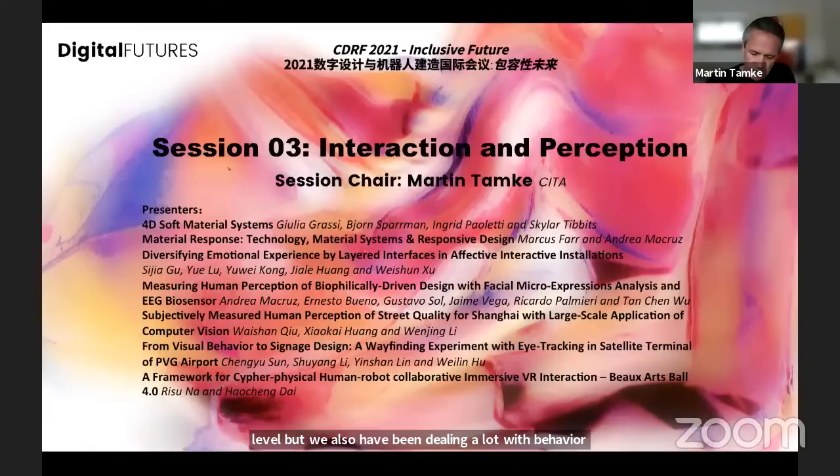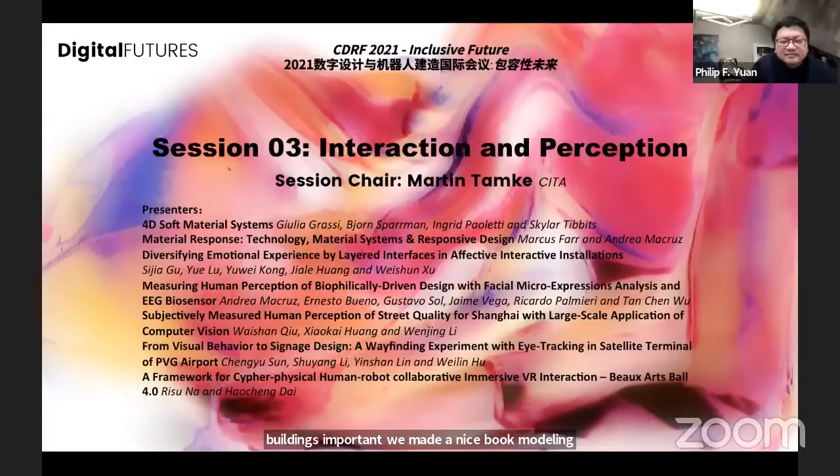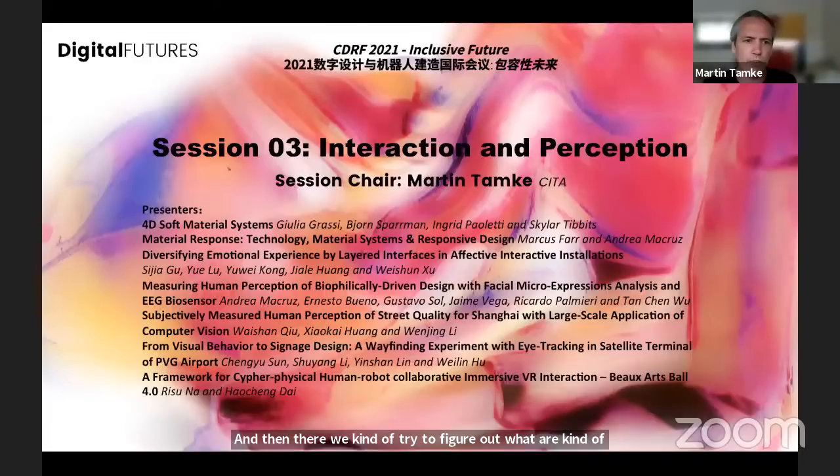And so in 2015, we dedicated a conference to this topic, similar to the one today. It's called the Design Modeling Symposium. We made a nice book called Modeling Behaviors. And in there, we tried to figure out what are the different aspects of behavior and designing of behavior, going from the behavior of material systems, structures, but also to behaviors on human and urban scale.